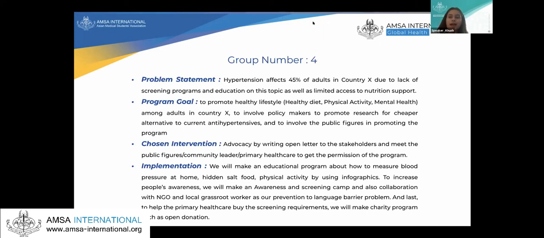I would just like to add that, for instance, in the intervention, you have mentioned just advocacy by writing an open letter to the stakeholders and meeting the public figures. Since your implementation also includes an educational program, you could have mentioned using strategy number one as well, the educational or behavioral change therapy. There's a little bit of a mismatch there, but I think for the rest, you've done a decent job.